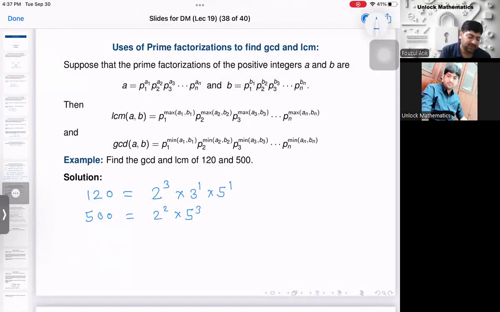Now what is your job? You have to make both of them have the same primes in their prime factorization. So what we will do: 2 power 2 into 3 power 0 into 5 to the power 3. Right? Now what is the GCD and LCM?